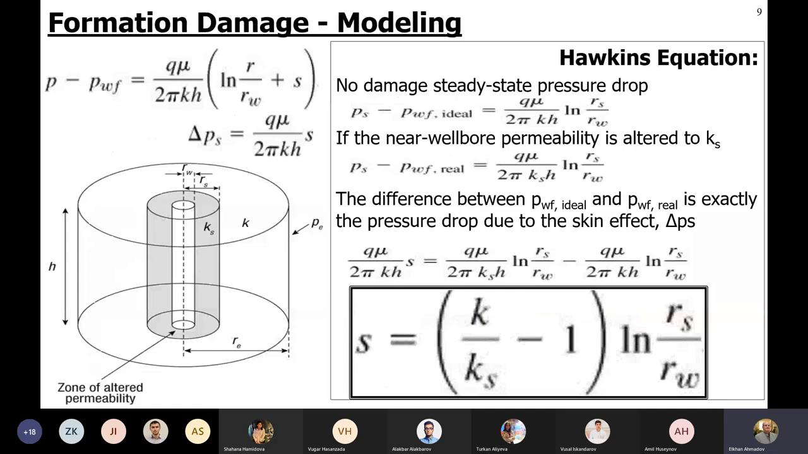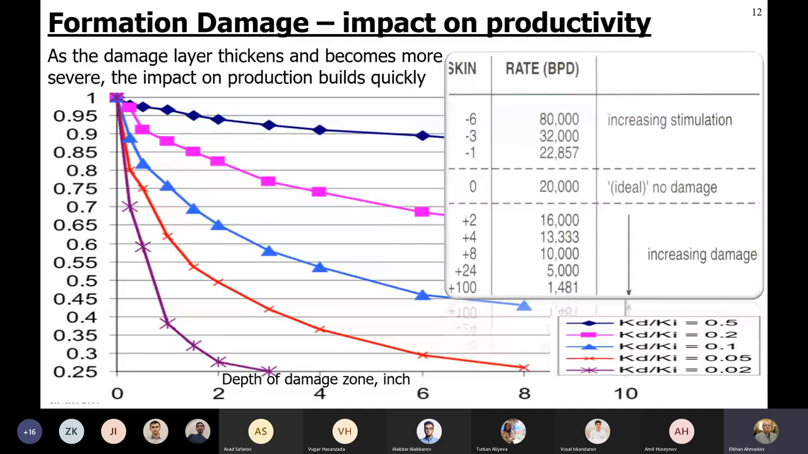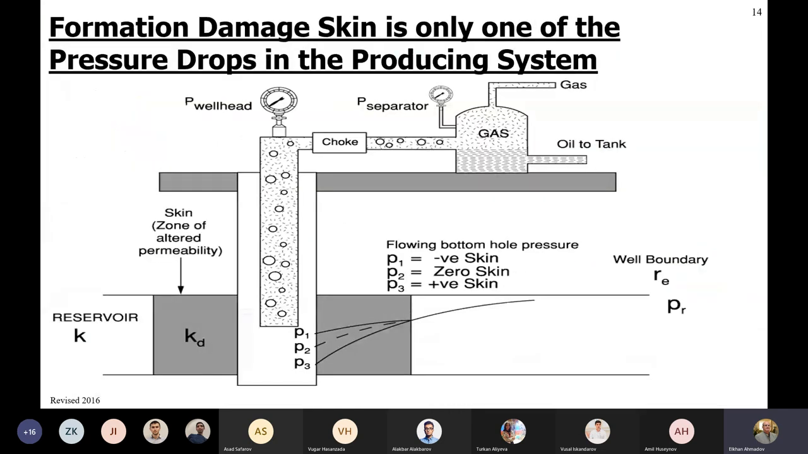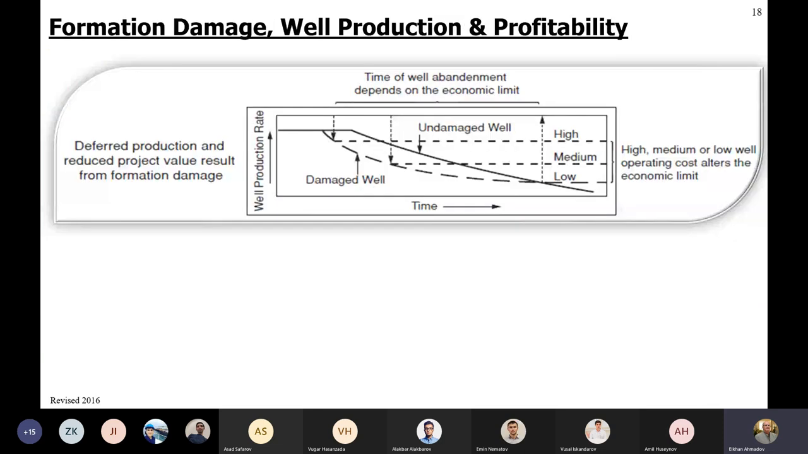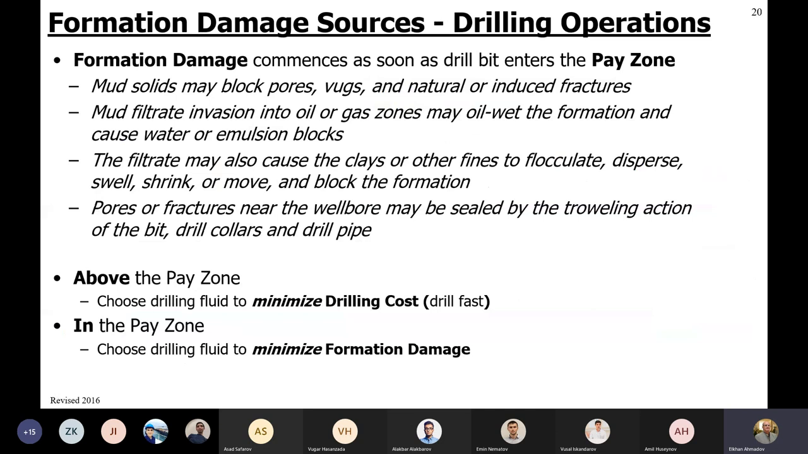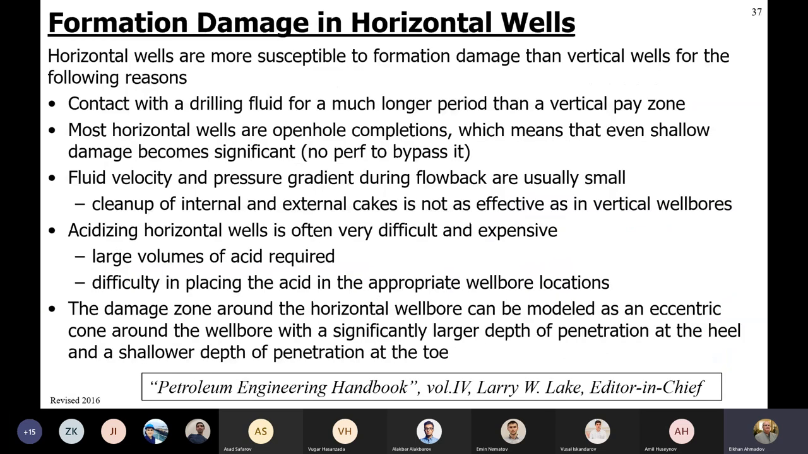The deformation damage. Some talk about the skin, how we can estimate skin, how deformation damage is evaluated, what is the effect in the near wellbore, what are the effects on total economics, profitability, and then we will talk about sources, what are the mechanisms, sources, and how they are actually affecting the productivity. Okay.